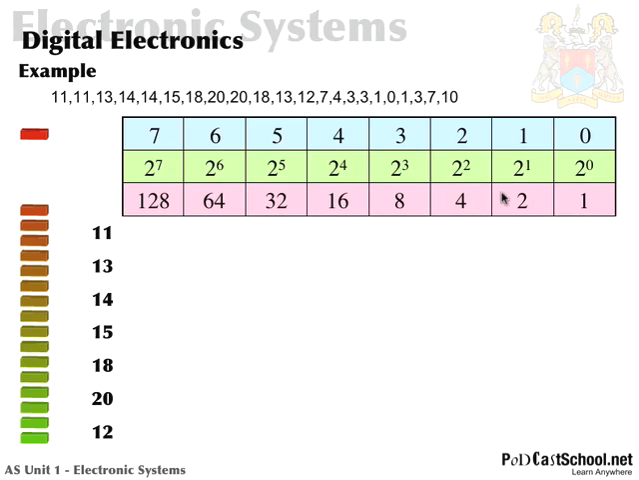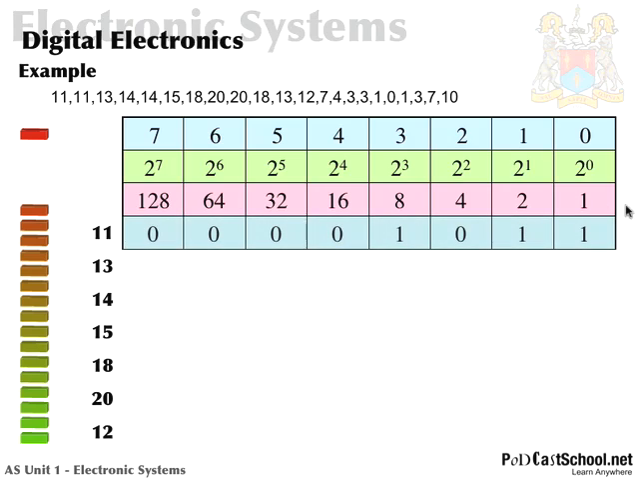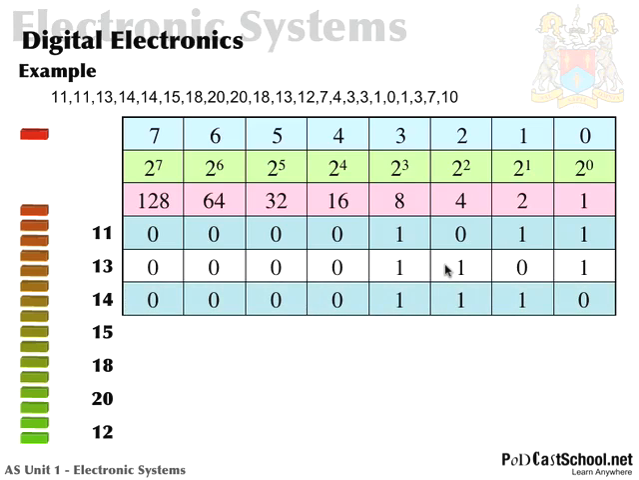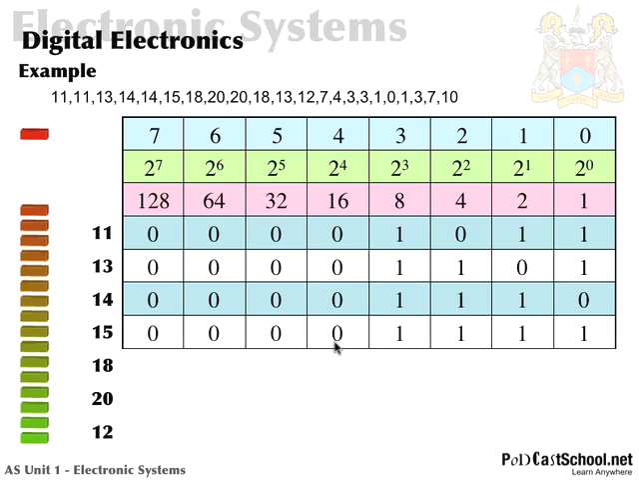Now look, how could we make 11 from these pink numbers? Well, if we use an 8 and a 2, that gives us 10, plus a 1, that's 11, of course. 13, an 8, a 4, a 1, gives us 13. 14, yeah, 8, 4 and 2. 15, 8, 4, 2 and 1. And look, we can represent these values now with either a 0 or a 1. In other words, we can represent these values digitally.